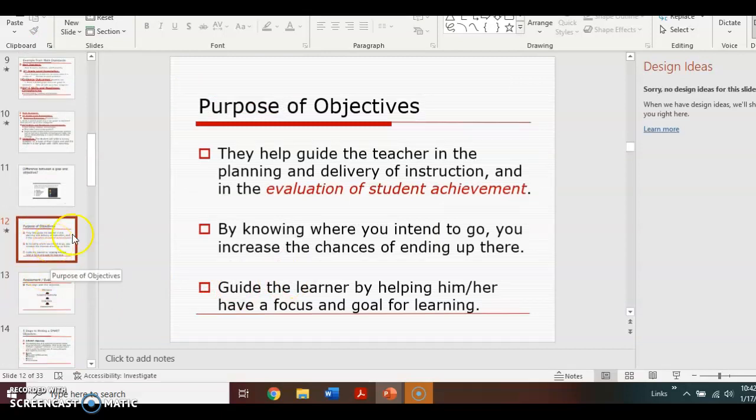So the purpose of an objective is it will guide you, the teacher, in planning and delivery of instruction. And remember, end in mind, the evaluation of student achievement. By knowing where you intend to go, you increase the chances of ending up there. And this will guide the learner by helping him or her have a focus and goal for learning. Sometimes you'll see teachers put the objective on the board in the classroom before the lesson. It's just guiding the learner by helping them focus and know what's coming, right?